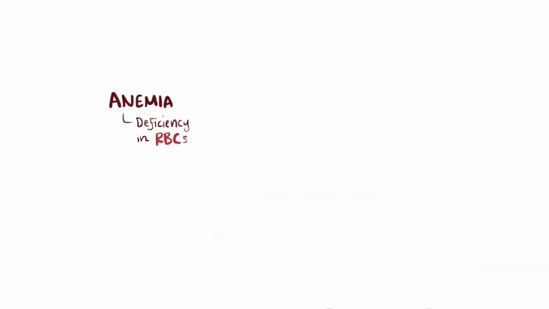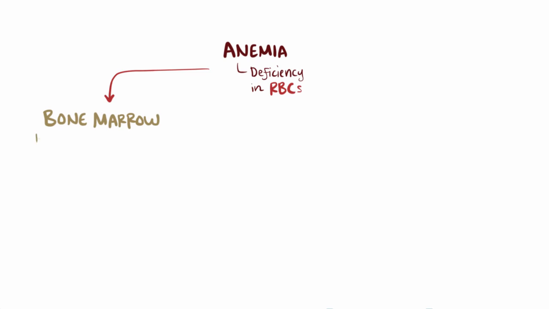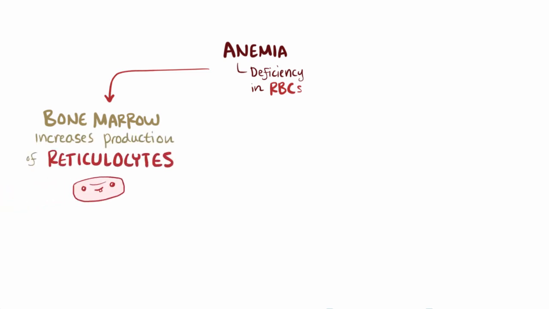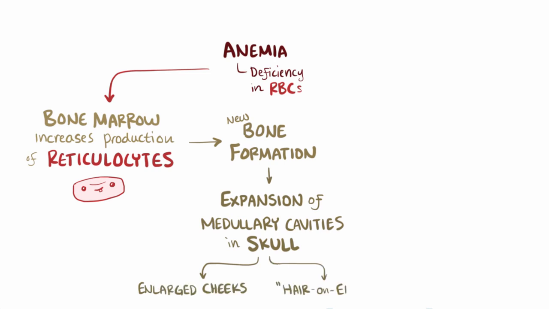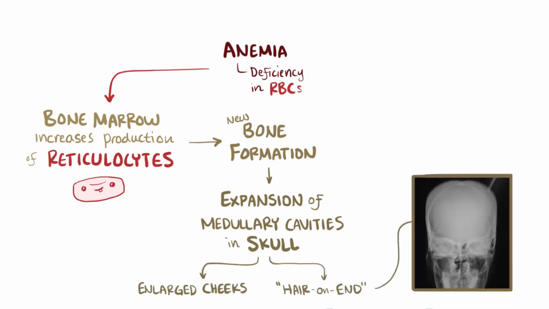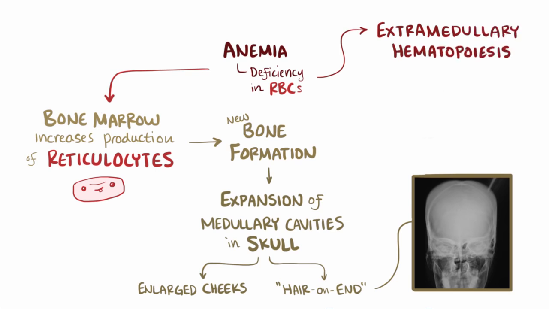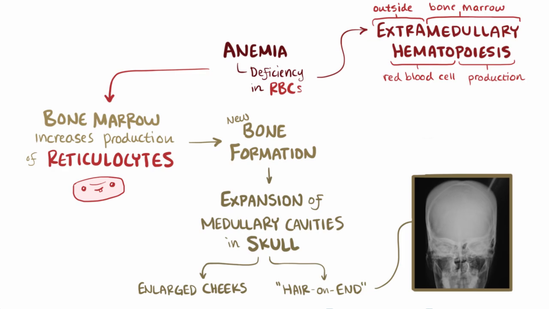To counteract the anemia of sickle cell disease, the bone marrow makes increased numbers of reticulocytes, which are immature red blood cells. This ends up causing new bone formation, and the medullary cavities of the skull can expand outward, which causes enlarged cheeks and a hair on end appearance on skull x-ray. Extramedullary hematopoiesis, which is red blood cell production outside the bone marrow, can also happen, most often in the liver, which can cause hepatomegaly.